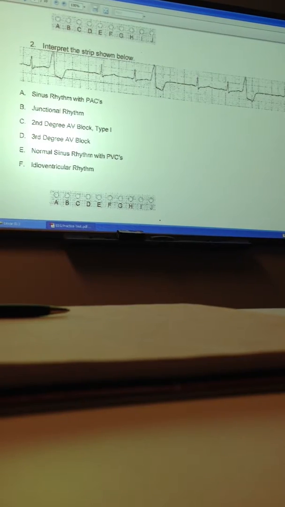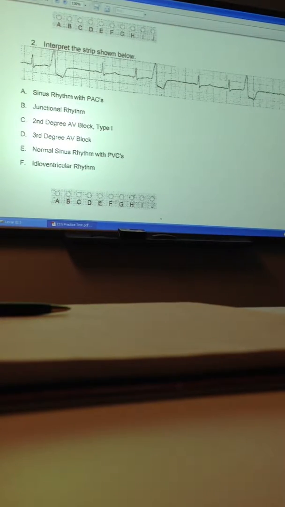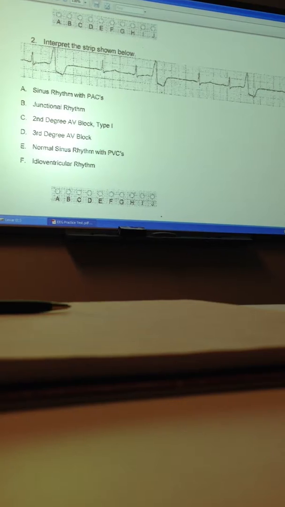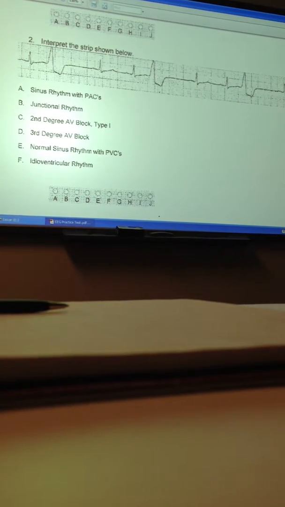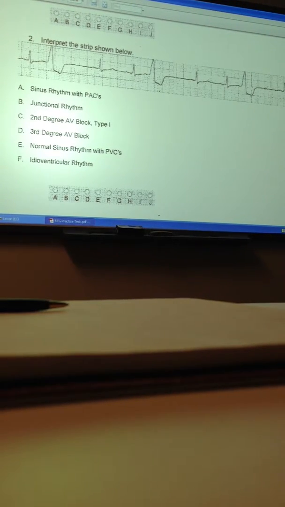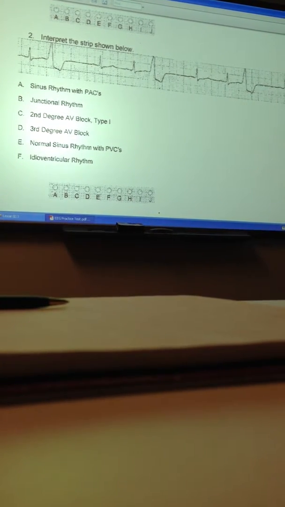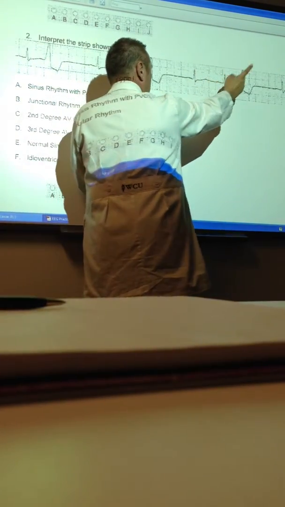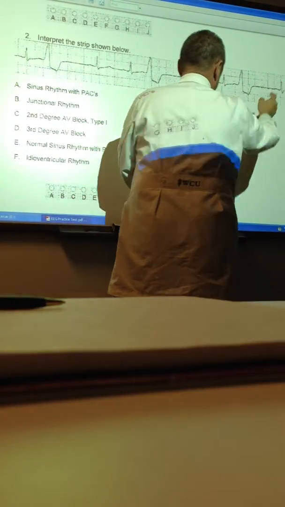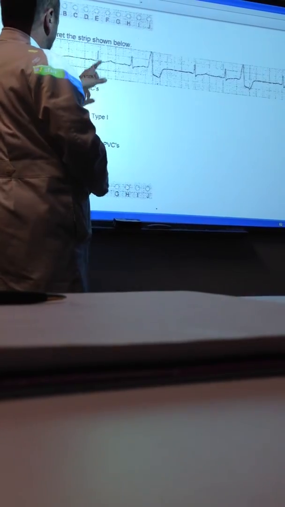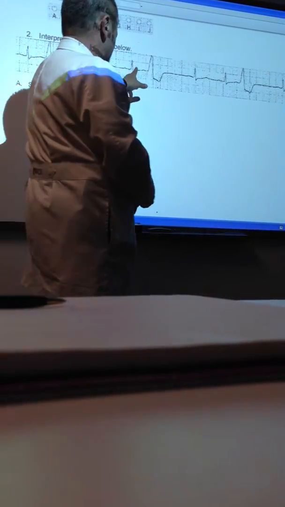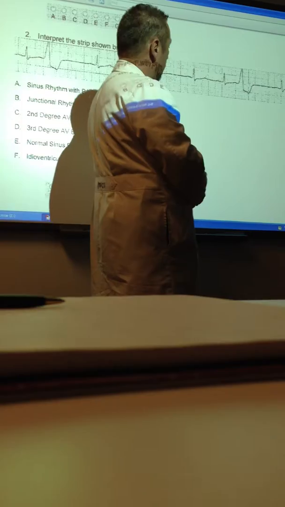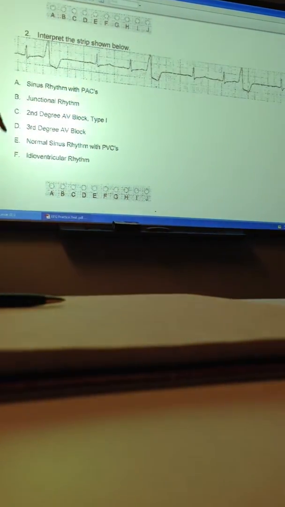What about this one? Yeah, I see some PVCs. Wait. So we have a regular beat, a PVC, a regular beat, a regular beat, a PVC, a regular beat, a regular beat, a PVC, and then a regular beat. Is between here and here the same distance as between here and here? Yeah. Okay, so that's my underlying rhythm.